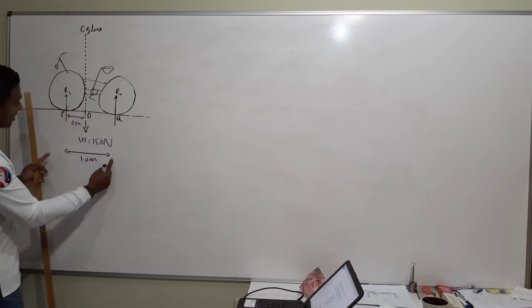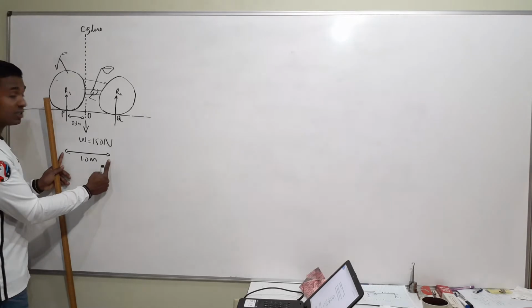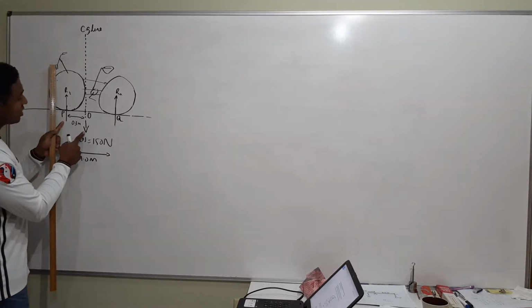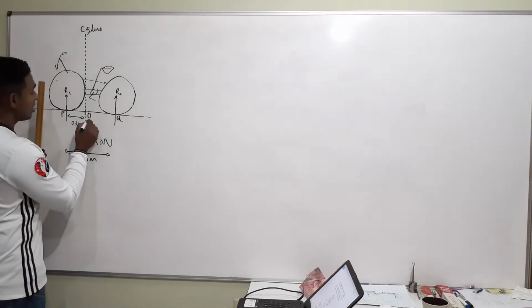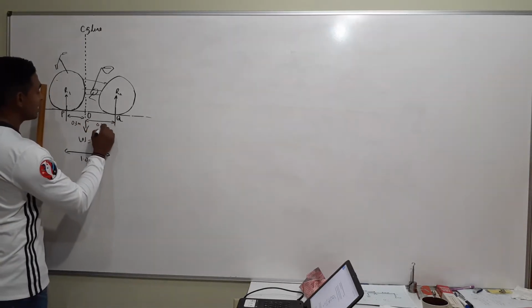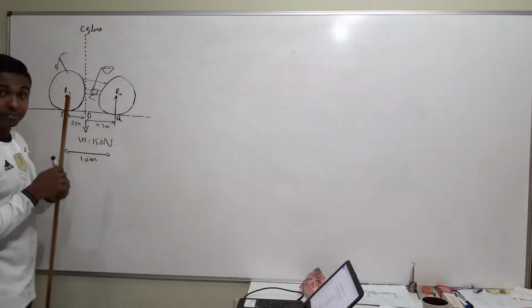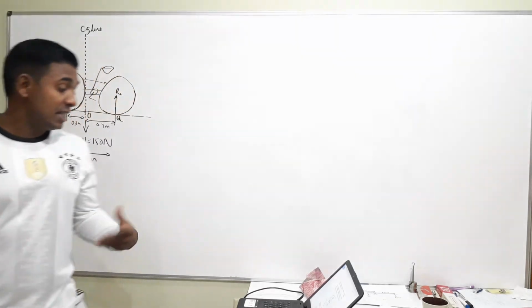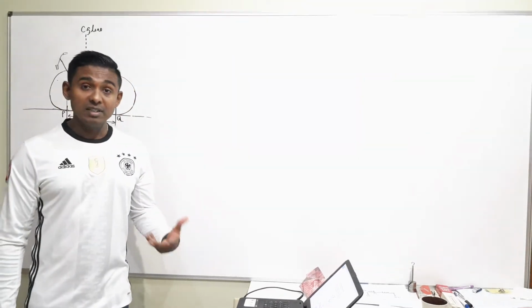And of course, if this entire distance is 1.0 meters, and this distance here is 0.3 meters, then the distance from Q to O will be 0.7 meters. Alright? So that's basically the information that we've been given today.